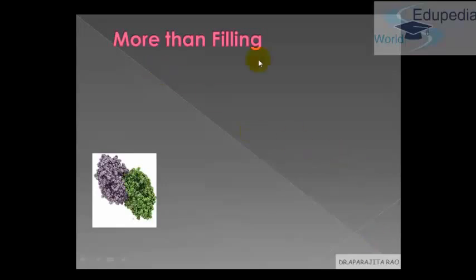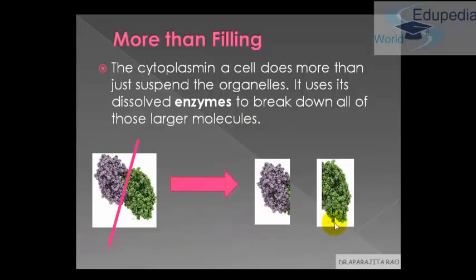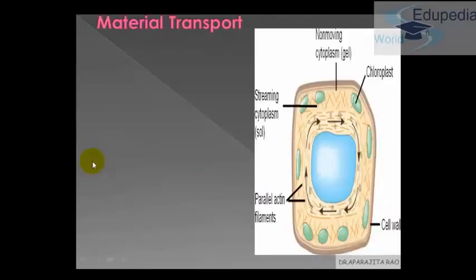Cytoplasm is more than a filling. These enzymes that are suspended in the cell also help to break down larger molecules. There is one larger molecule, the enzyme comes and breaks it down into two smaller molecules. Why do we need to break them into smaller molecules? The reason is that these smaller molecules can be easily consumed by the cell as compared to one large molecule. In the past slide I told you about glycolysis, and I forgot to mention one thing. Only the enzymes for glycolysis are present in the cytoplasm. I'm not going into detail of glycolysis because it itself is a huge topic.